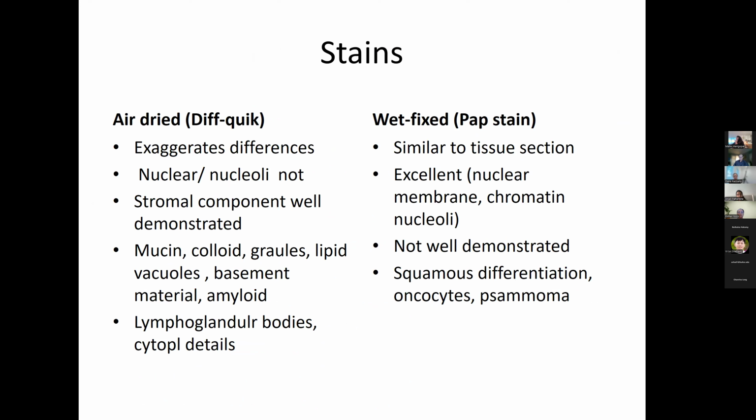So the 2 types of stains that are commonly used are the air-dried or the Diff-Quik, that we call a Romanowsky type stain. And the reason why we use this for immediate interpretation is it exaggerates the differences between the nucleus and the cytoplasm. And although you do not get very good nuclear details, you can see the stromal component very well. So for example, if you have mucin and colloid and basement membrane material, these will be picked up nicely.